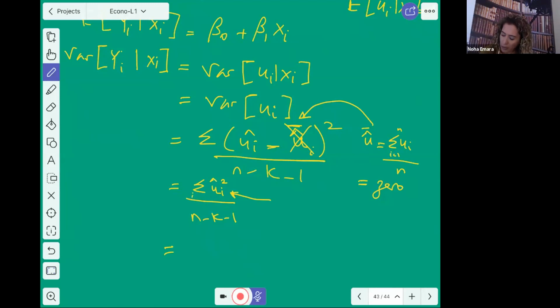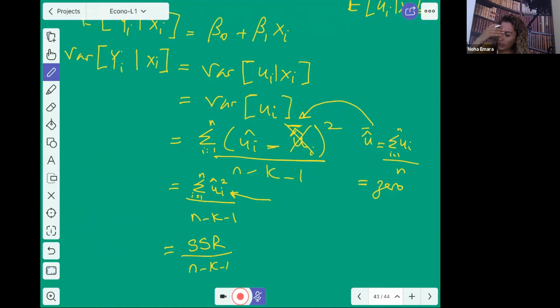It has an i equal 1 to n. Remember, all the summation signs have i equal 1 to n. Anyone, what's the name of the upper part? It's the sum of the squared residuals. So if you need to check your notes, SSR over n minus k minus 1.